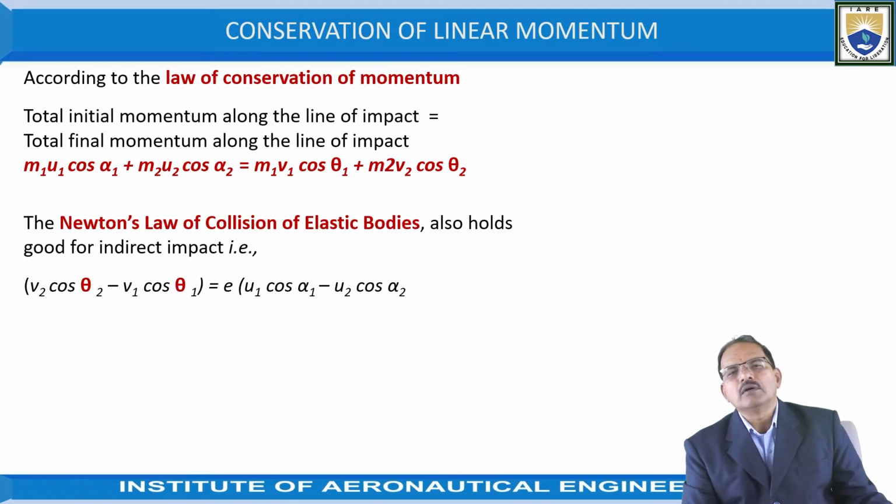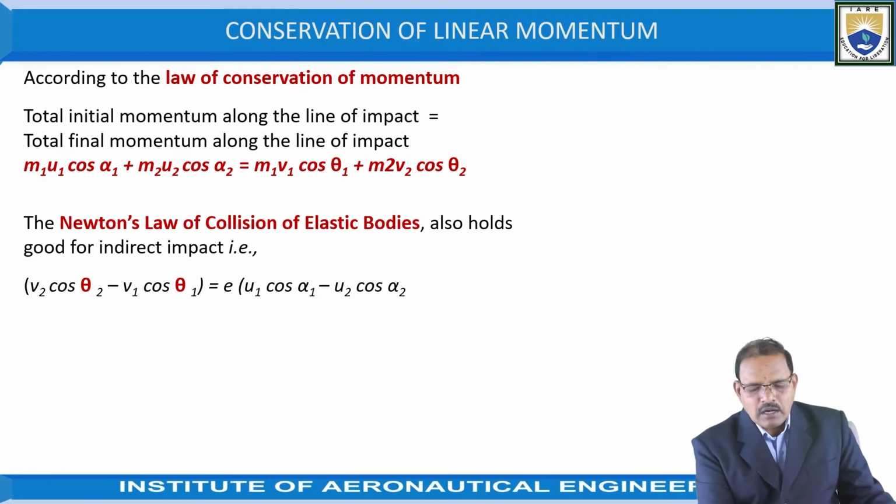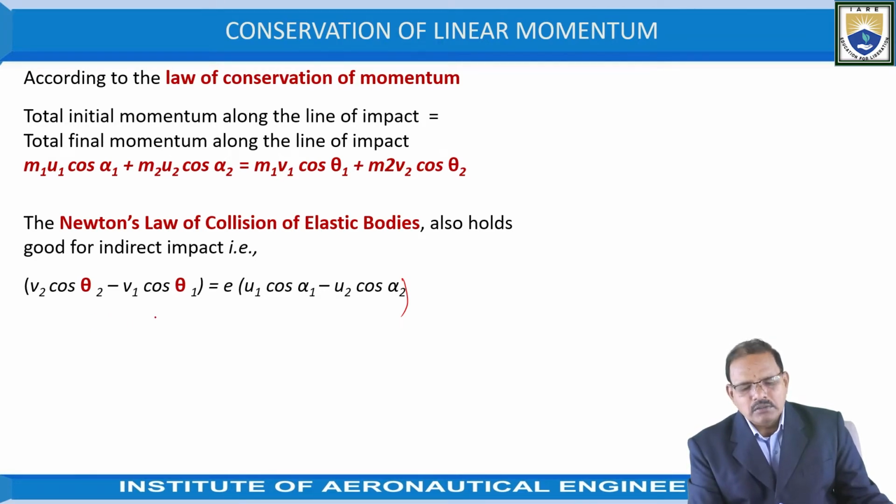And according to Newton's law of collision of elastic bodies, the velocity of separation always has a constant ratio with the velocity of approach. Hence, v2 cos theta 2 minus v1 cos theta 1 is equal to e times (u1 cos alpha 1 minus u2 cos alpha 2).